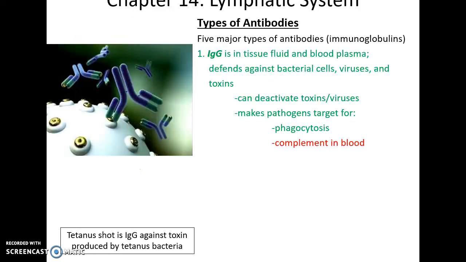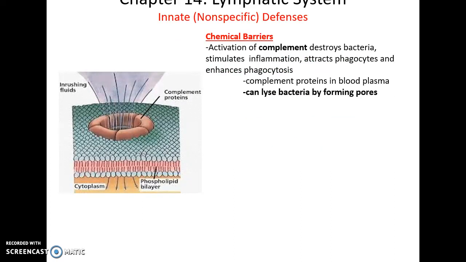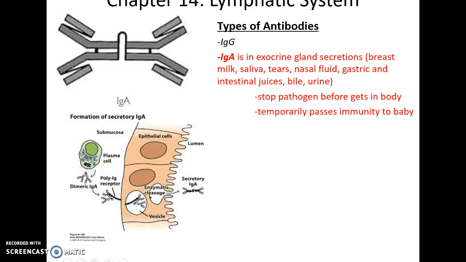So we have IgG. This is the most common kind of antibody. It's found in tissue fluids. It's found in blood plasma. It attacks bacterial cells, viruses, toxins, etc. It can deactivate viruses and toxins. It can make pathogens a target for phagocytosis, a target for complement, putting holes in those bacteria. So if you remember, complement is proteins already found in the blood plasma. They can stimulate inflammation, attract phagocytes, and also cascade out to form holes in the membranes of bacteria, destroying those bacteria.